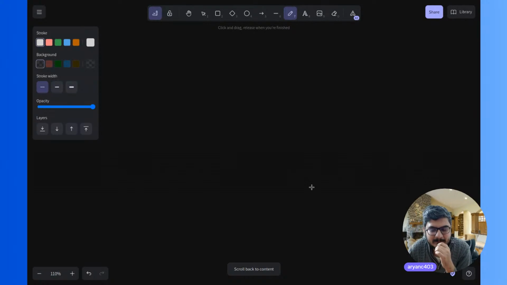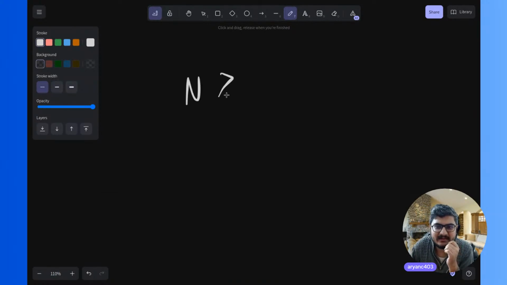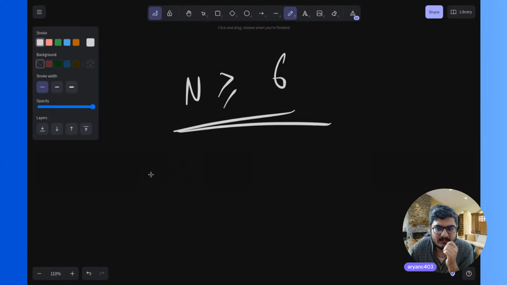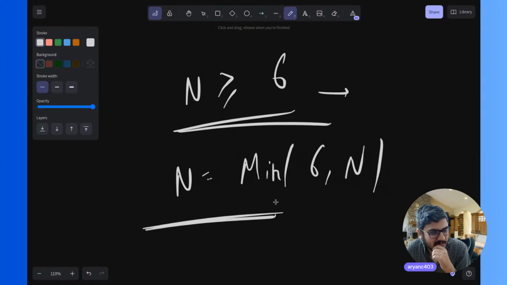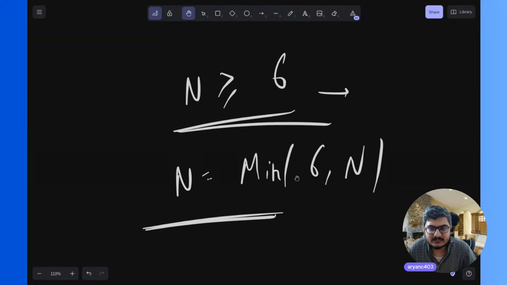The idea is that for all n greater than or equal to 6, the answer will always be the same irrespective of the value you have. You can just set n equal to the minimum of 6 and n and then solve this problem. That would do the job. You can replace n with the minimum of 6 and n and then brute force the value by finding all the factors. That should also solve it.